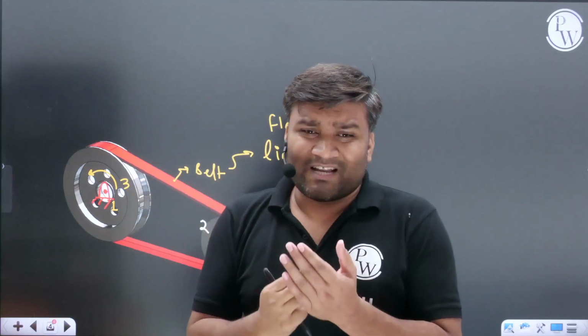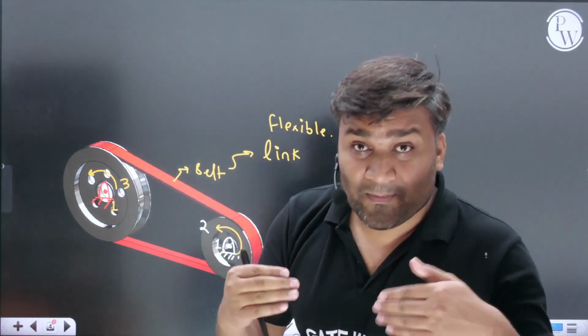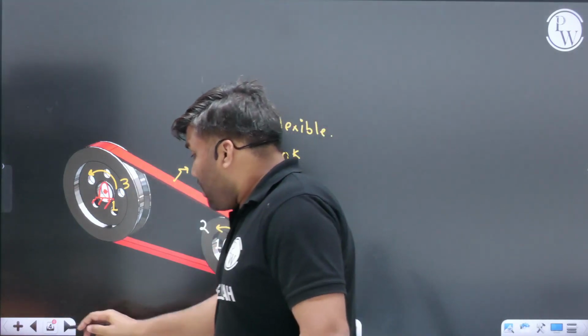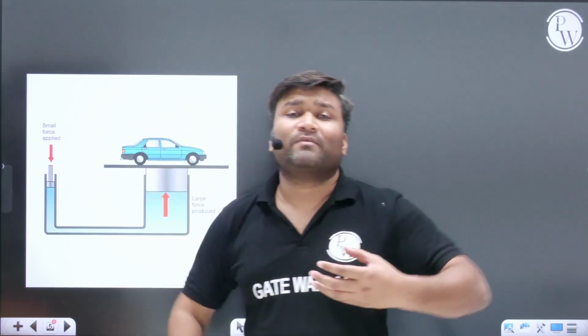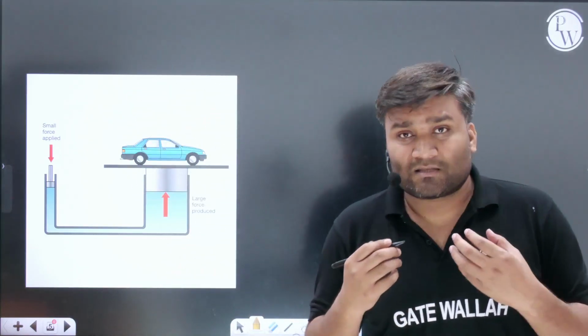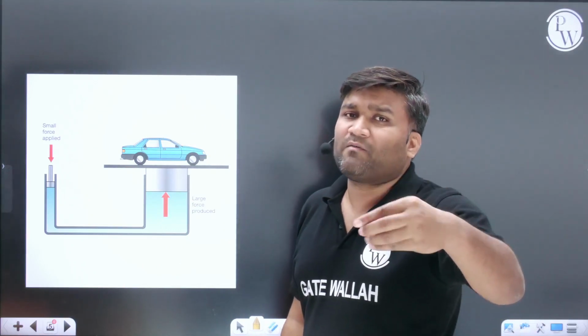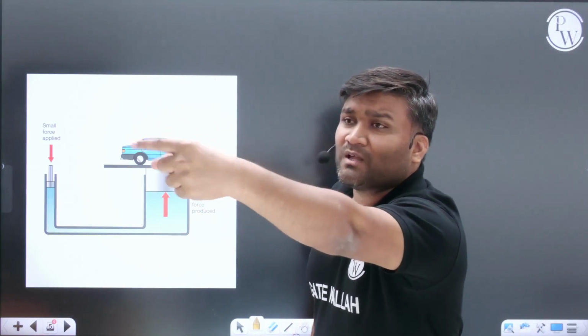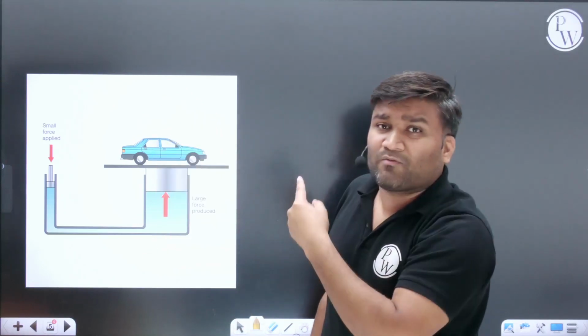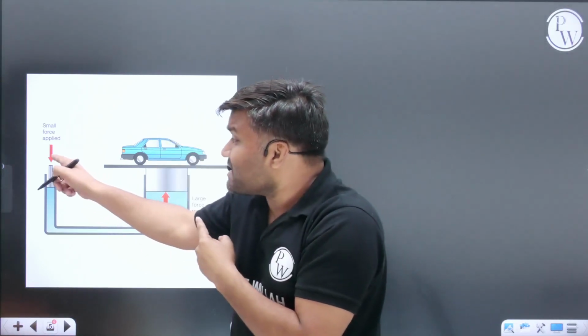So everybody knows that links may be rigid in nature. Sometimes a link may be flexible in nature. Or even sometimes fluids we can also use as links, whenever fluid is being used to transfer motion or power from one part of the mechanism to another part of the mechanism, from one link to another link.